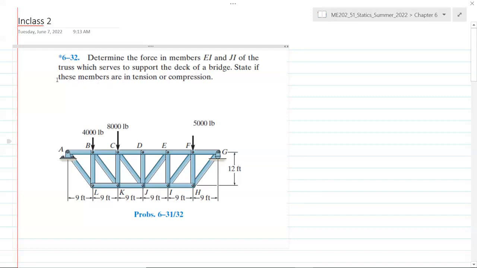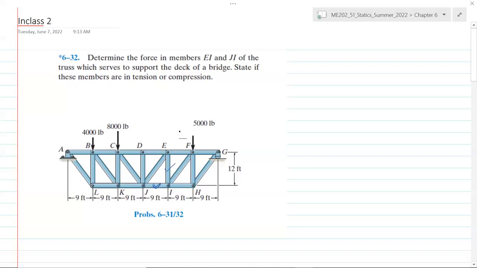So for this problem, we need to calculate the forces in the members EI, which is this, and JI, which is here. So we need to calculate forces only in these two members, and we need to state if those members are in tension or compression.